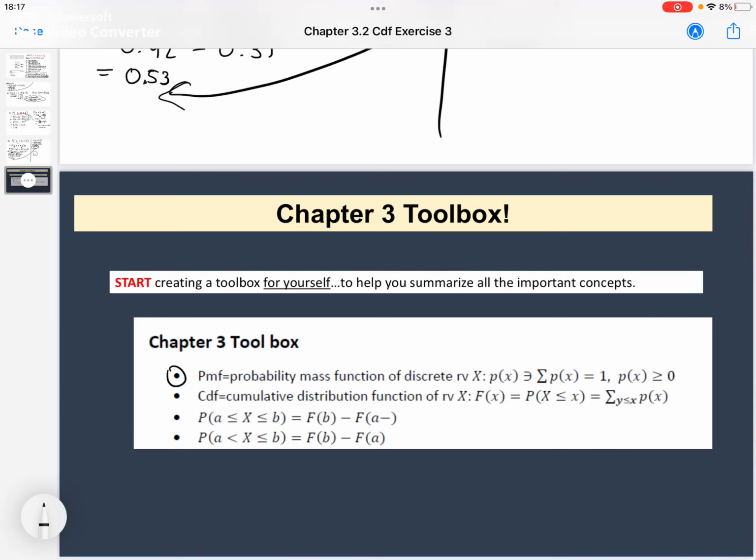So in chapter 3, you should know the definition of a PMF. What does the PMF stand for? What are the criteria, those 2 points, that make a PMF valid? You should know what CDF stands for. You should know the properties. You should know the definition. And you should be able to calculate probability, and represent or define the PMF and CDF using a table, formula, or some graphical illustration. All right, so that's it. Cool.